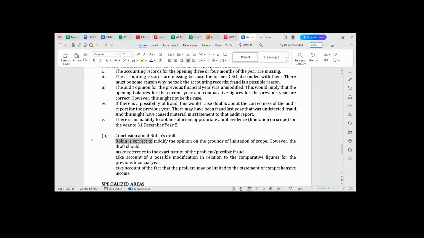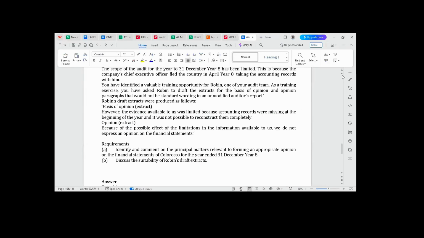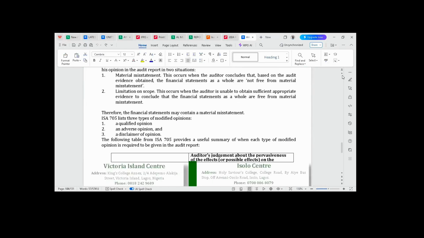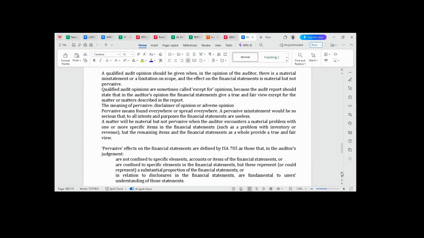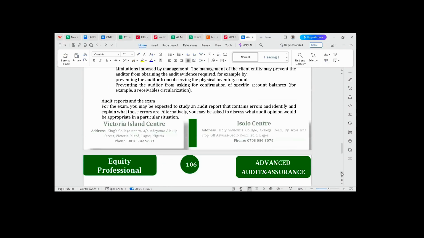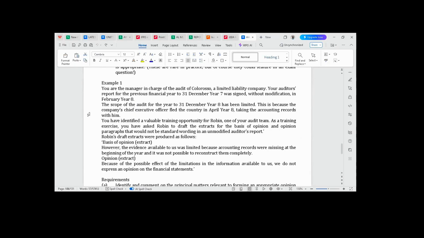So Robin is correct to modify the opinion on the grounds of limitation of scope. However, the draft should make reference to the exact nature of the problem, that is possible fraud. Take account of a possible modification in relation to the comparative figures for the previous year, okay? Or take account of the fact that the problem may be limited to the statement of comprehensive income. So what they are saying here is this. What Robin wrote as an extract, let's go back to what he wrote so that you understand how to answer this question. I'm going there now. This is his draft extract.